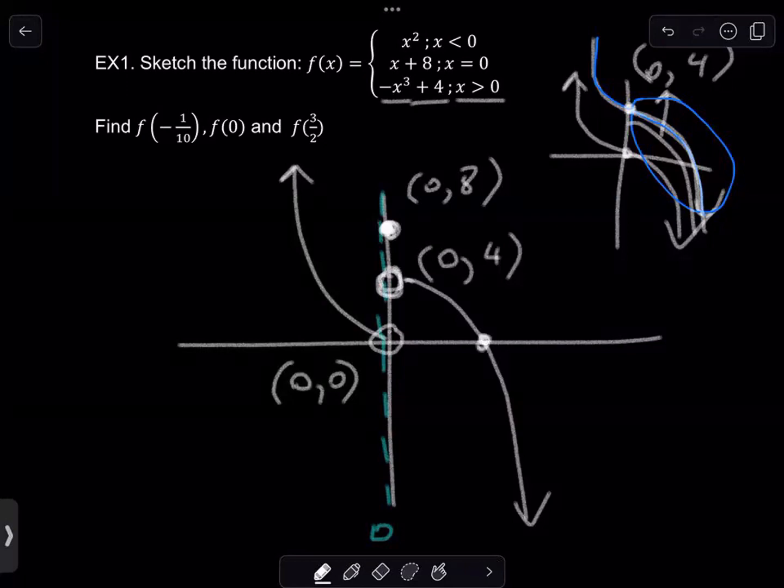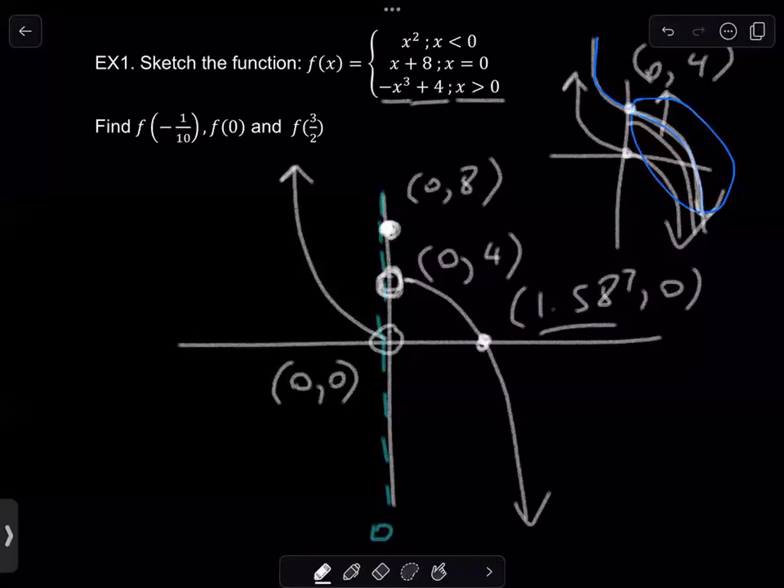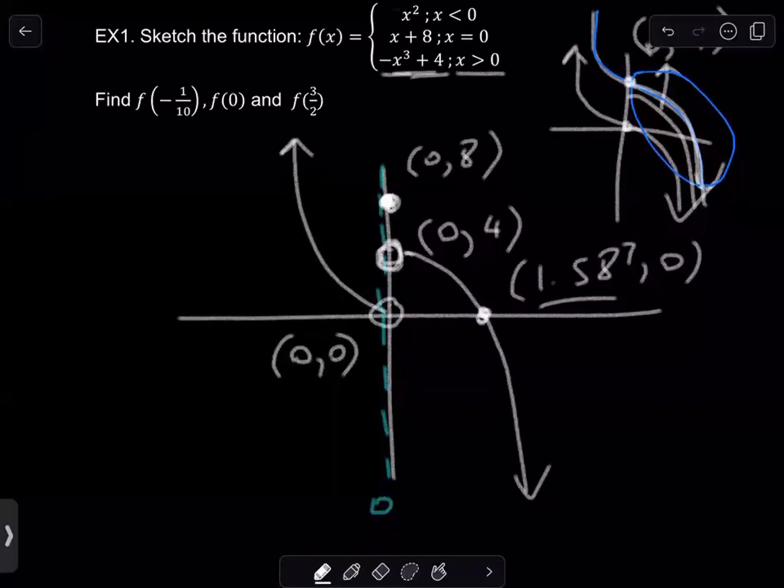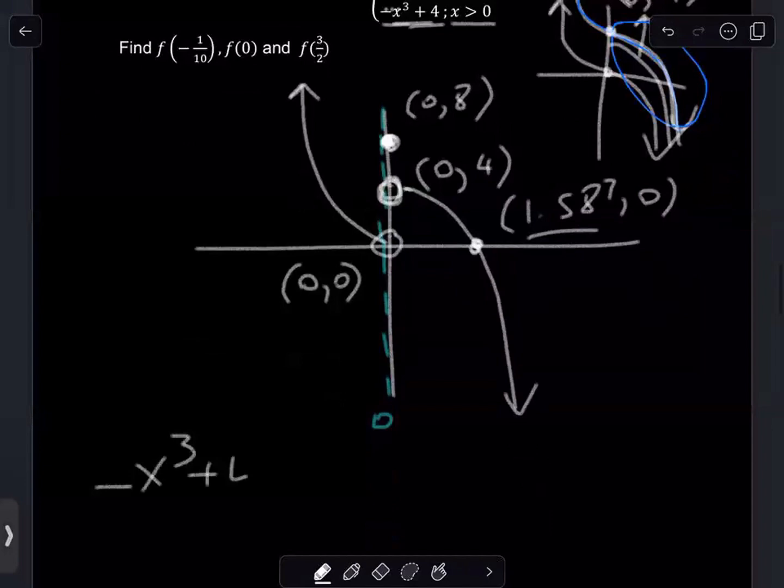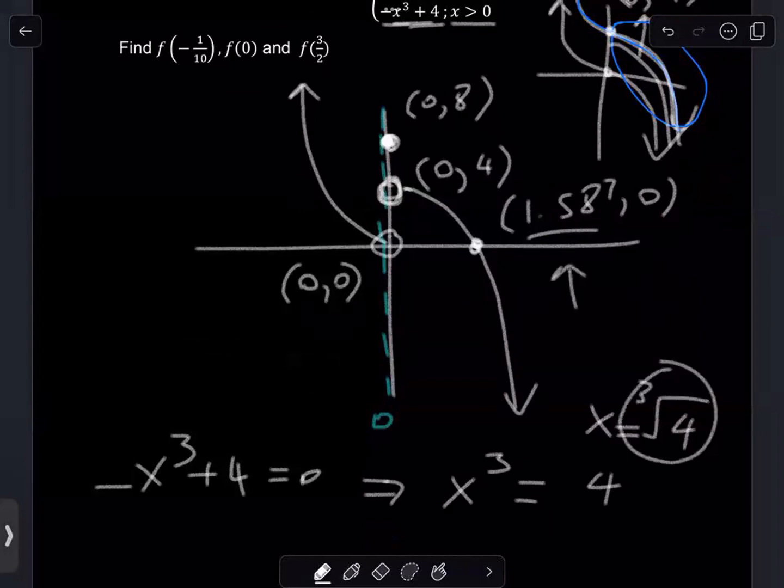To get this point here, this x-intercept, you need a calculator. If you are using a calculator, you'll find that that point is going to be 1.587 and 0 for the y value. How did I get 1.587? Well, it's super easy. You just have to equate negative x cubed plus 4 to 0 and solve for x. You'll have to be solving for x cubed is equal to +4. X is equal to the cube root of 4. You find the cube root of 4 on a calculator, you should get 1.587. And that is how you plot this piecewise function.